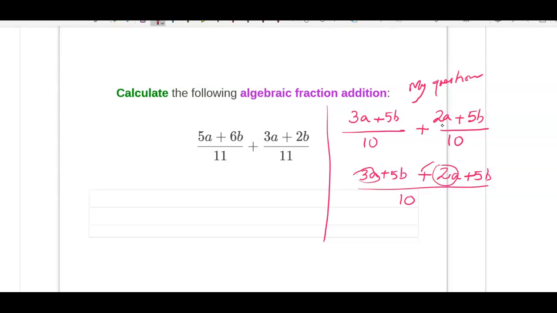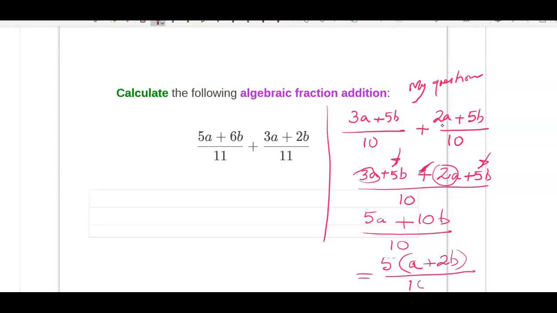3a and 2a, and that positive sign, this is positive 2a, so that'll give you 5a plus positive 5b, another positive 5b will give you 10b over 10. Now there is a common factor that'll give you a plus 2b. I factorized it. You got to be really quick now. 5 goes into 5 once, 5 goes into 10 twice. So the final answer is a plus 2b over 2. Real quick.